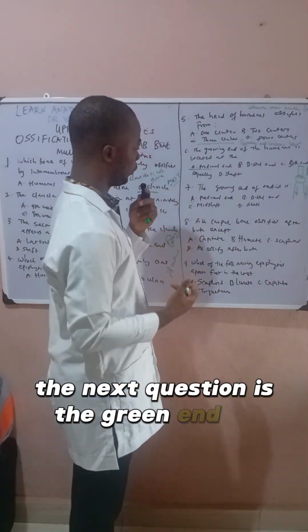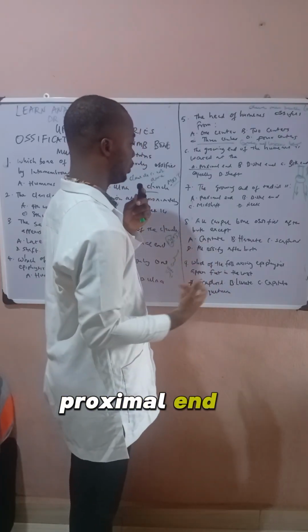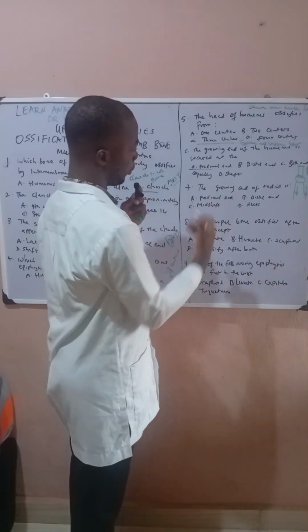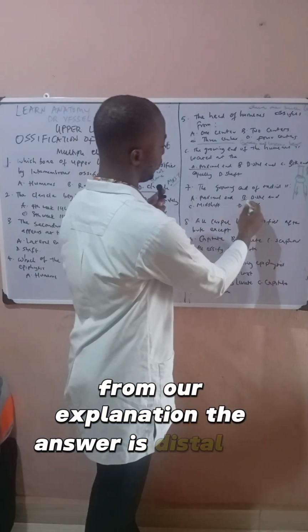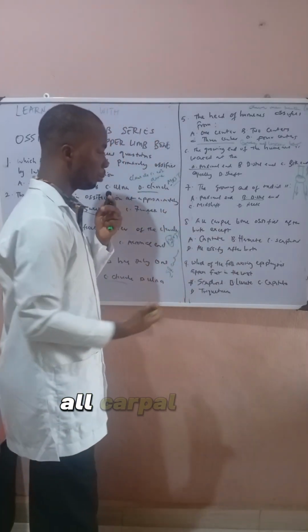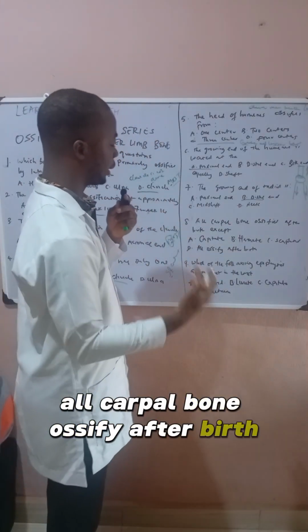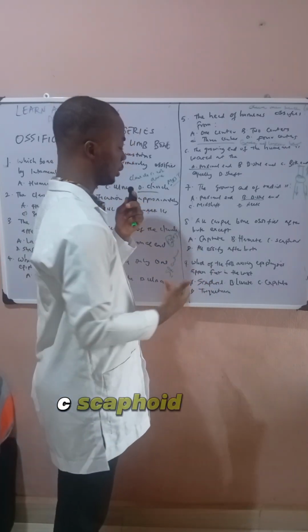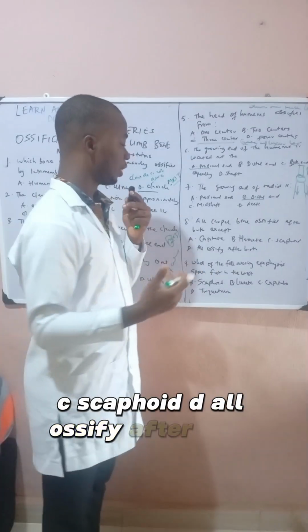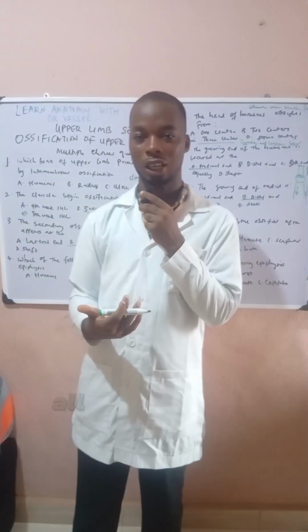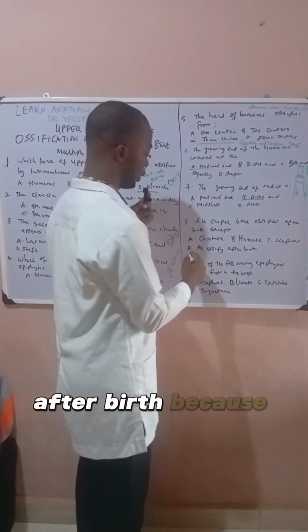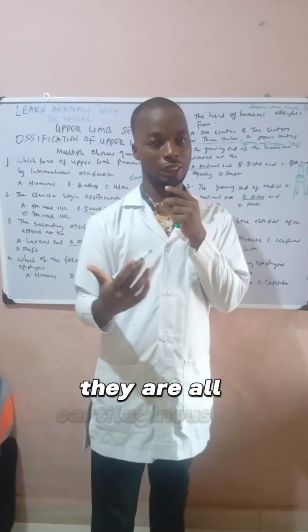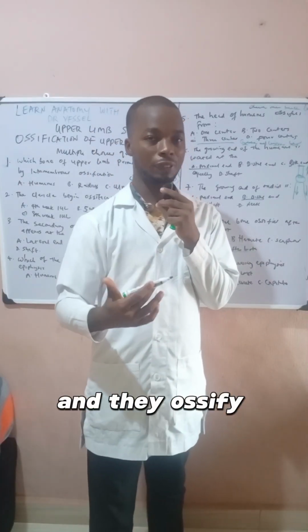Now the next question is, the growing end of the radius is A. Proximal end, B. Distal end, C. Mid shaft, D. Neck. From our explanation, the answer is distal end. Now the next question is, all carpal bones ossify after birth except A. Capitate, B. Humerus, C. Scaphoid, D. All ossify after birth. The answer to this question is that all carpal bones ossify after birth, because there's no ossification that occurs before birth for carpal bones. They are all cartilaginous at birth and they ossify after birth.